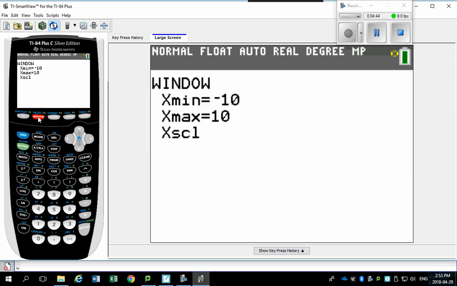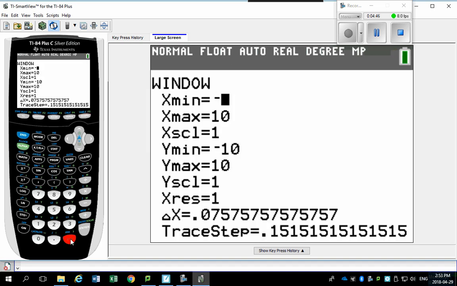So I'm going to go over to this. I'm going to make this about minus 50. I'm going to bring this down. I'm going to make this exactly 50. And let's see what happens. Let's see what this graph looks like now.